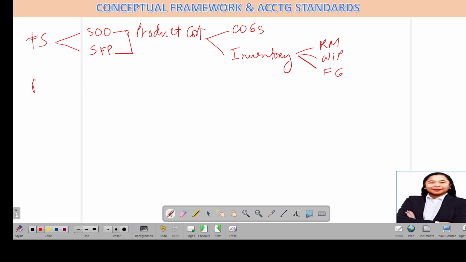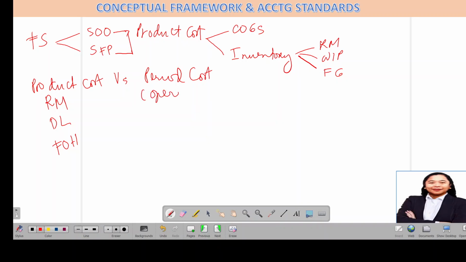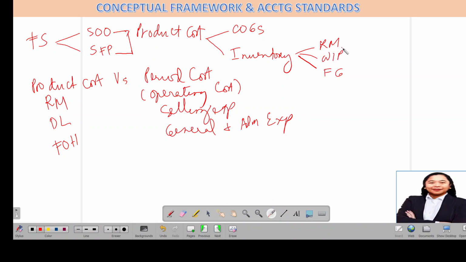And also, we have the so-called product cost versus period cost. The product cost will constitute what? Raw materials, direct labor, and factory overhead. Your period cost is also your operating cost, which would constitute selling expense as well as general and administrative expense. Okay? So your financial statement, if it is your manufacturing, would be quite different in terms of inventory only. Ito lang yung tatlo. But the rest, it won't be different from what you have learned before.